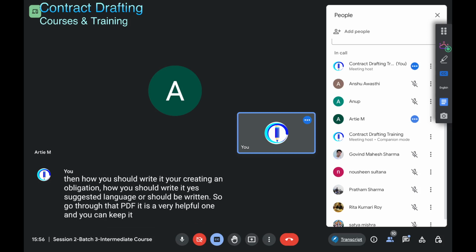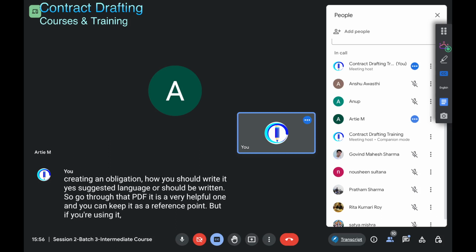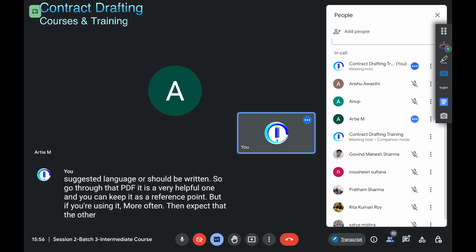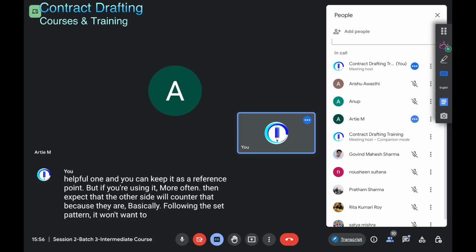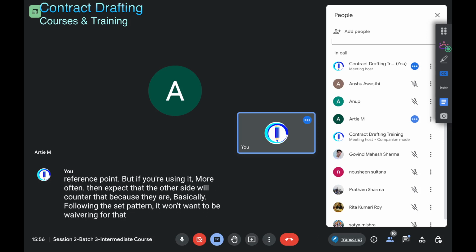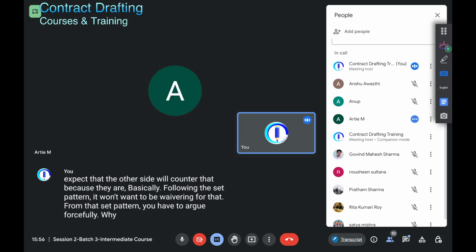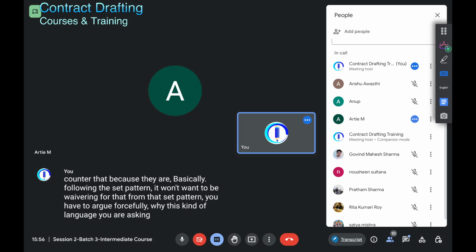But if you're using it more often, then expect that the other side will counter that because they are basically following a set pattern. They don't want to waver from that set pattern. So you have to argue forcefully why you are asking for this kind of language. So that's a very helpful PDF. You can use that as a reference document.